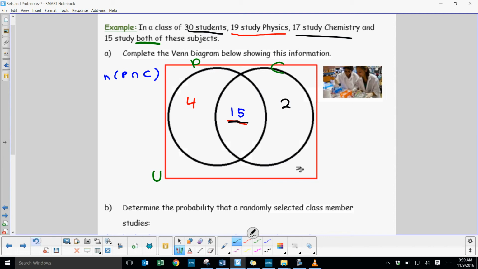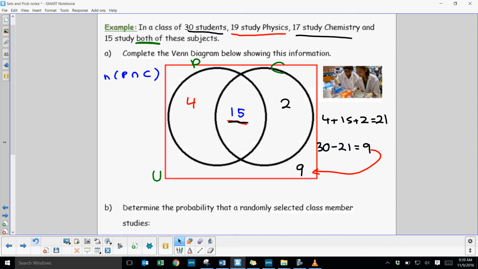So let's see, what is 4 plus 15 plus 2? I think 4 plus 15 is 19, 19 plus 2 is 21. But there's 30 in total. So how many are on the outside? There must be 30 minus 21 equals 9 students on the outside. You might just want a little arrow showing your working out, just for your own notes. You don't need to in the question, but for your own reference, you might want to point out how you got that number 9. A lot of people will forget that number 9.